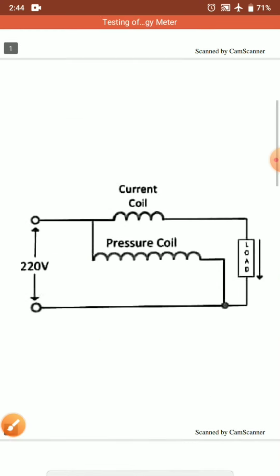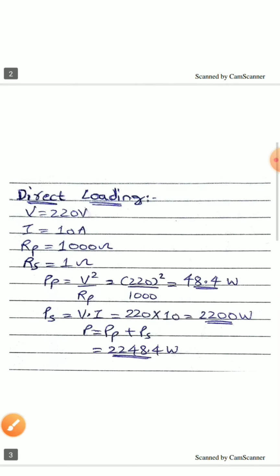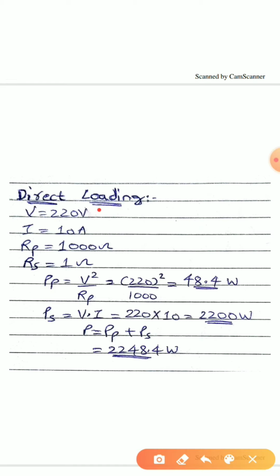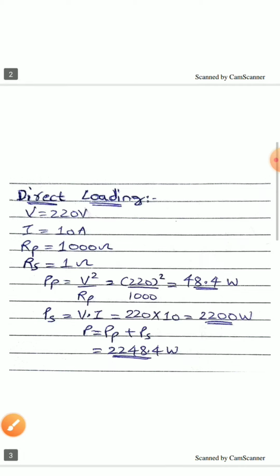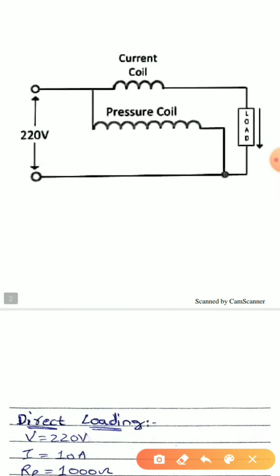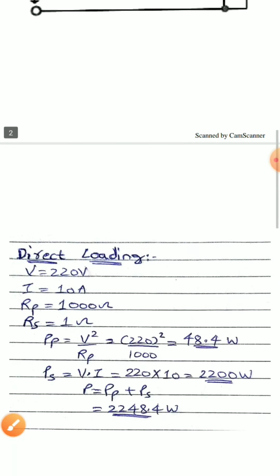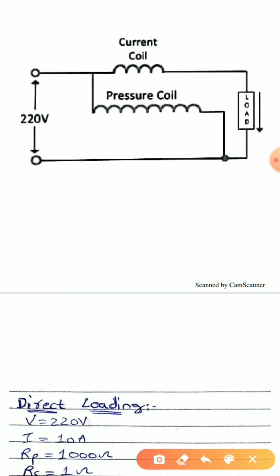Now in this condition, let us do some mathematical calculations. In the direct loading condition, we can see that the voltage value is 220, the current that is supplied is 10 ampere, the resistance of the pressure coil is 1000 ohm, and the resistance of the series coil is 1 ohm.